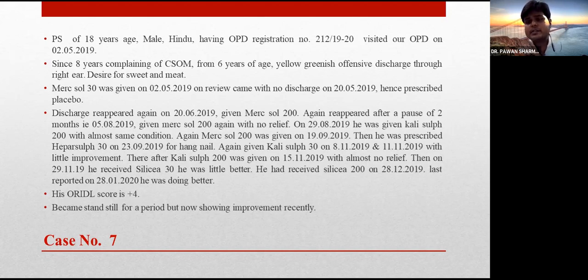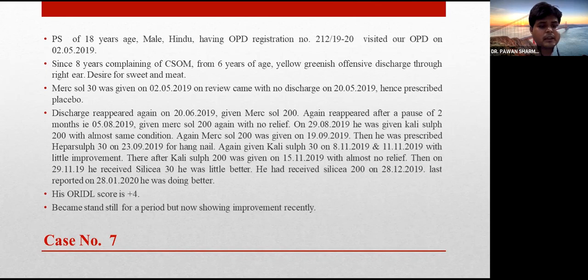yellow greenish, offensive discharge through the right ear, with desire for sweet and meat. Maxol 30 was given. On review, he came with no discharge, hence placebo was prescribed. The discharge reappeared again, so Maxol 200 was given, and it reappeared again after a pause of 2 months. Maxol 200 was again given, but with no relief. In August 2019, he was given Kalisal with almost the same condition. Again, Maxol 200 was given.